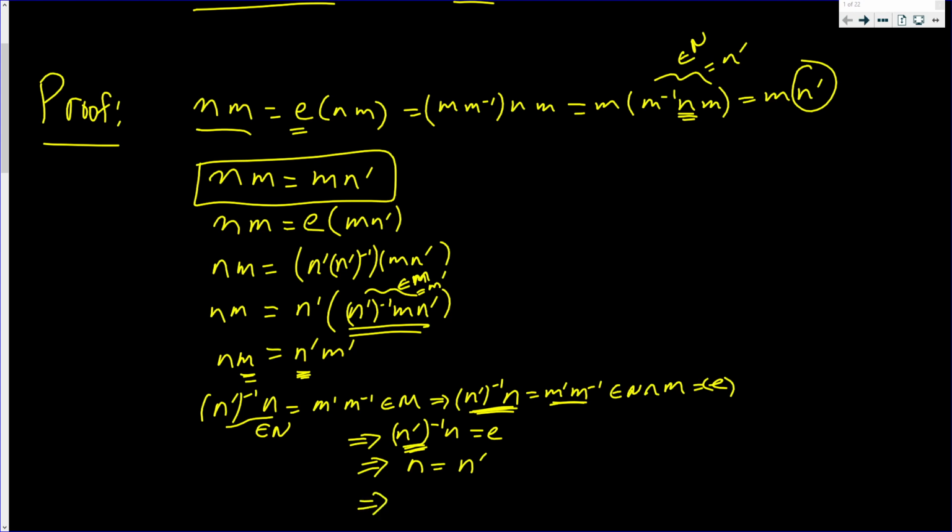Recopying this line down and calling that n, that implies that nm is m times n prime, which is n. And that is what we wanted to show. I did show it. This proof is complete.